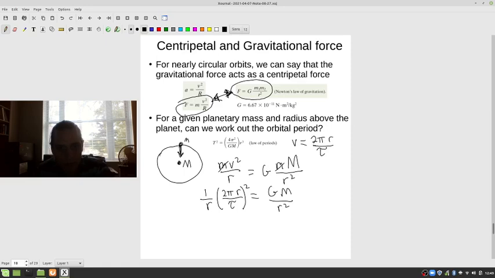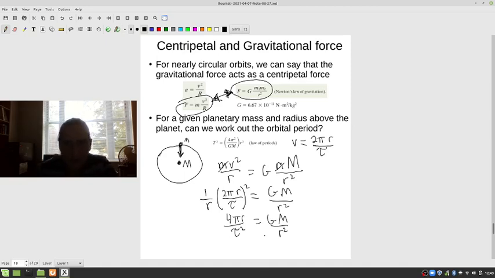So if I square the stuff on the top, it's going to give me 4 pi squared r squared. And if I divide that by r, it's just going to be 4 pi squared r over T squared. So I squared all the stuff on the top, divided by r, so that's this, and squared the stuff on the bottom, equals GM over r squared.